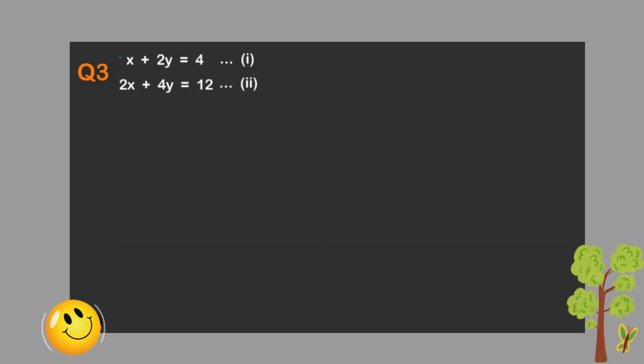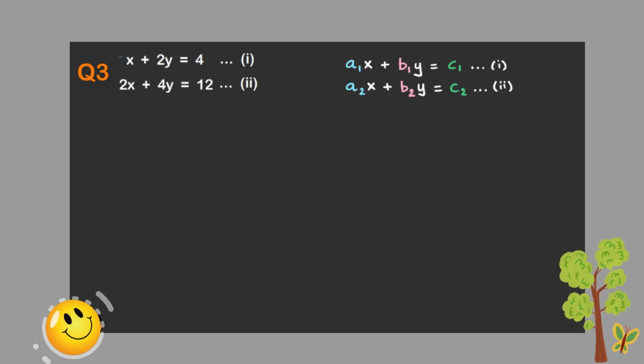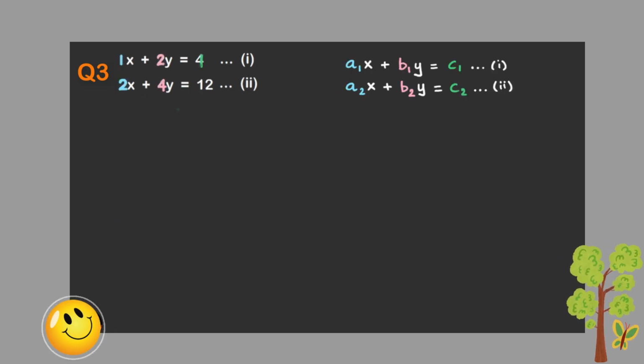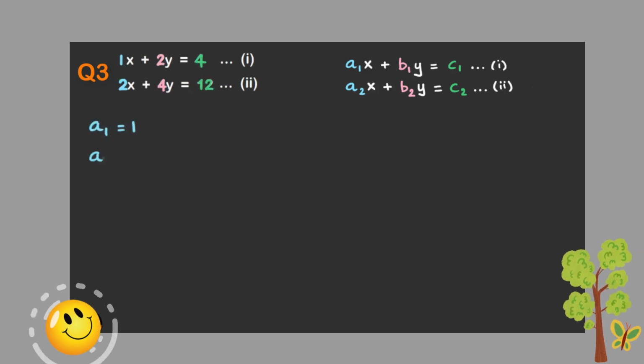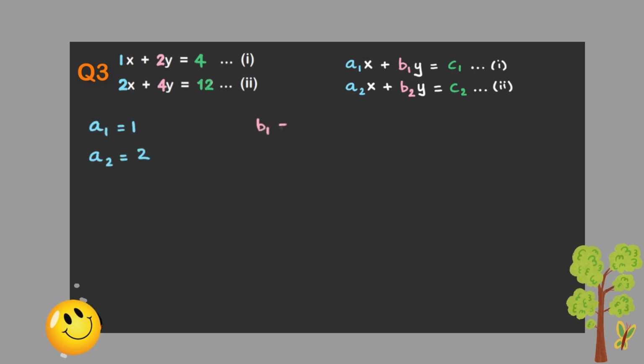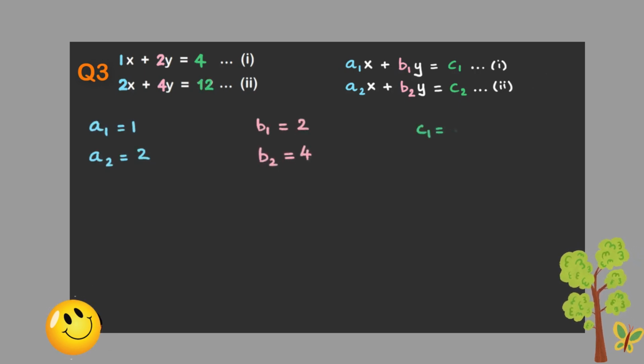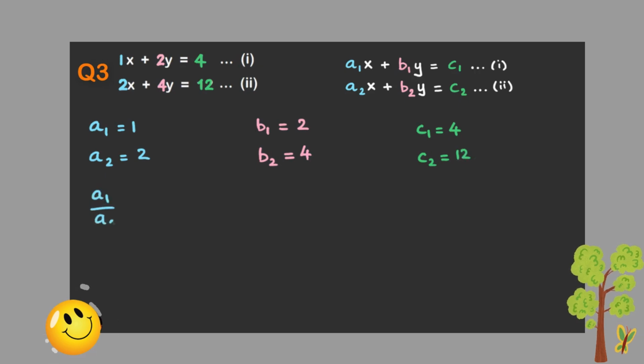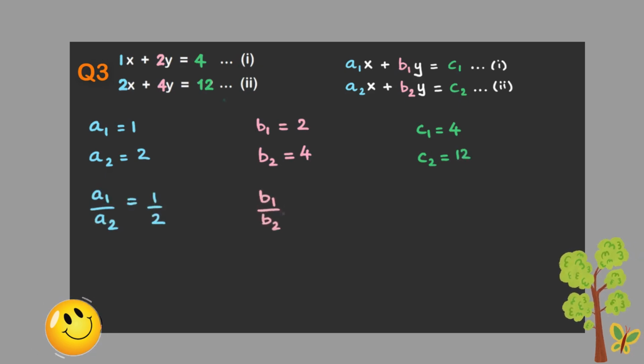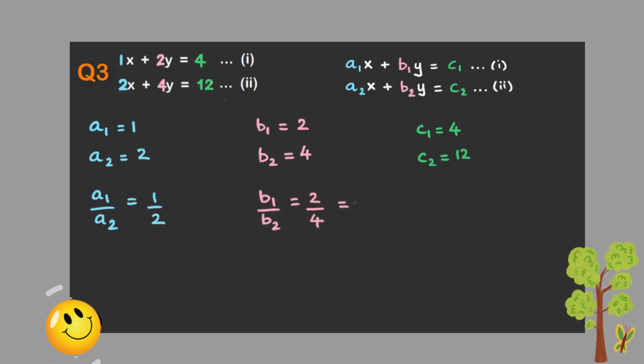Here are the two equations from question 3. Once again, let's compare with the general equations and write down the coefficients. Here are the coefficients of the two equations. a1 equals 1, a2 is 2, b1 is 2, b2 is 4, c1 is 4 and c2 is 12. Now let's calculate a1 by a2. So that's equal to half. b1 by b2 is also working out to be half.